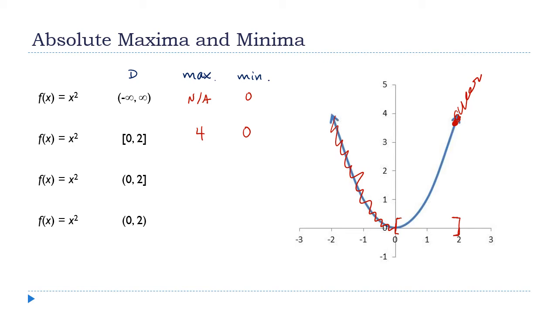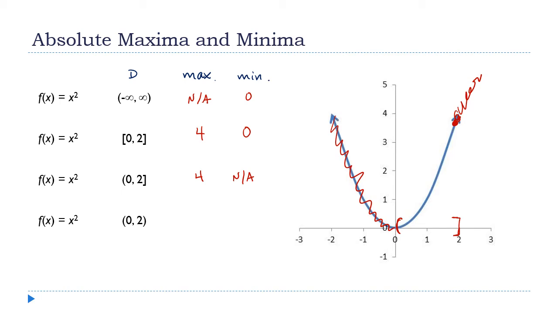Okay, so how about the next one? I didn't change the right endpoint. It's still 2. So this is still going to have a maximum at 4, but now I changed the left end to an open interval. It doesn't contain that left-hand endpoint. Okay, let's think about this. You need to think about this for a second on your own and see what you come up with here. Hopefully you see there is no minimum, N-A, no minimum.